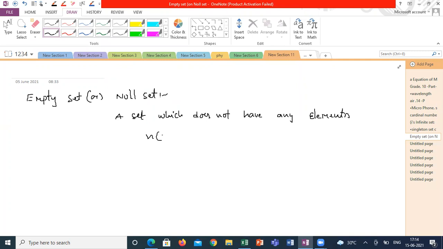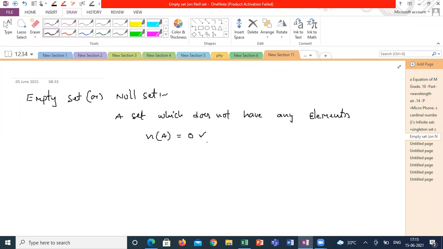That means n of A. If A is a set, if n of A is 0, that is called the empty set. If n of A is equal to 1, that is a unit set. If n of A is finite, that is a finite set. If n of A is infinity, that is called an infinite set. So this is the singleton set, finite set, infinite set, and this is called the null set. If you are able to connect it to the cardinal number, it will be easy to remember these types of sets. Can anyone give an example of the empty set or null set?